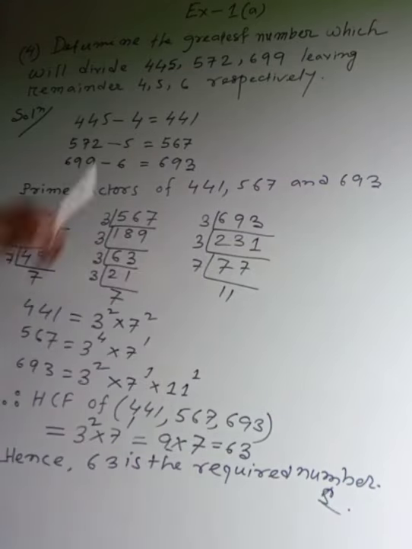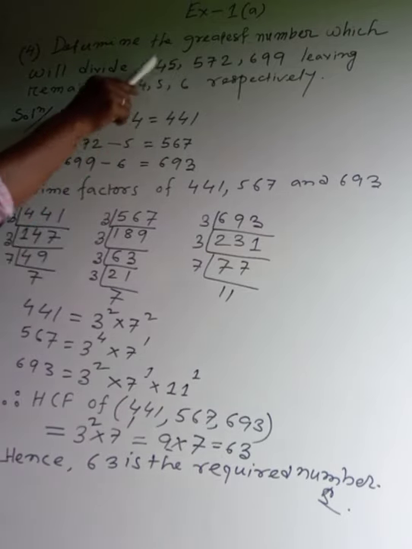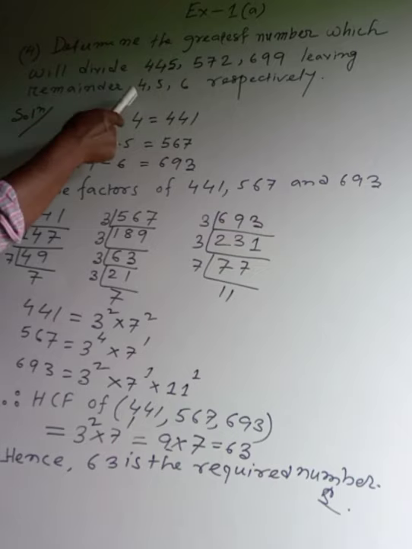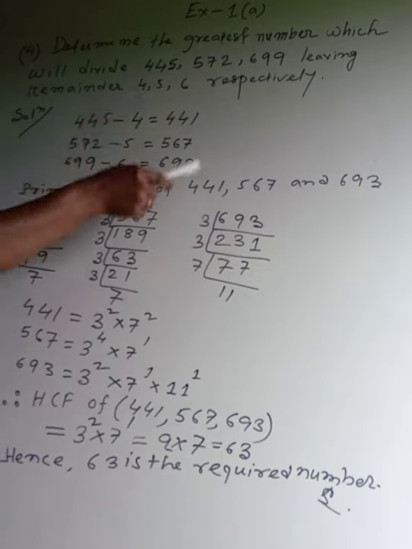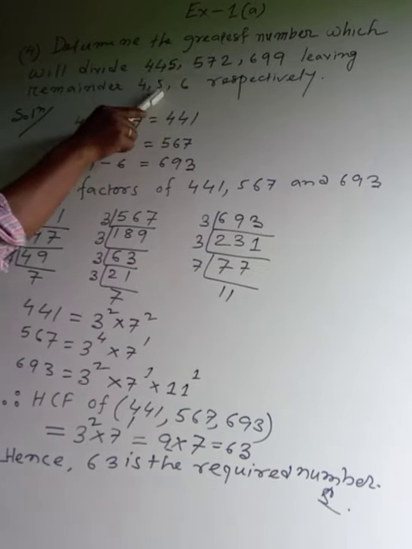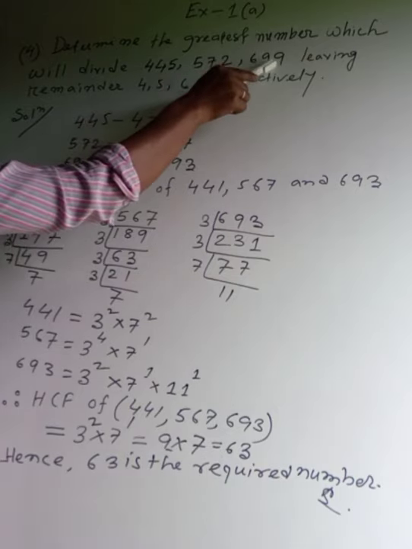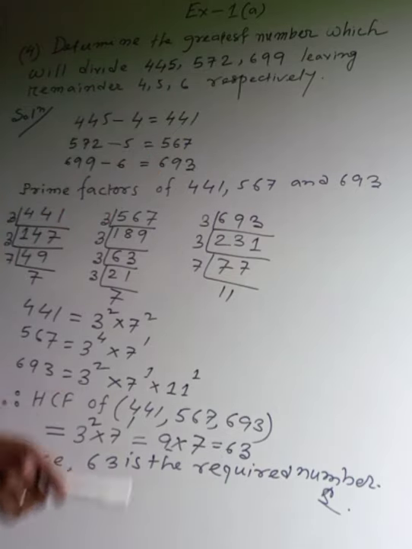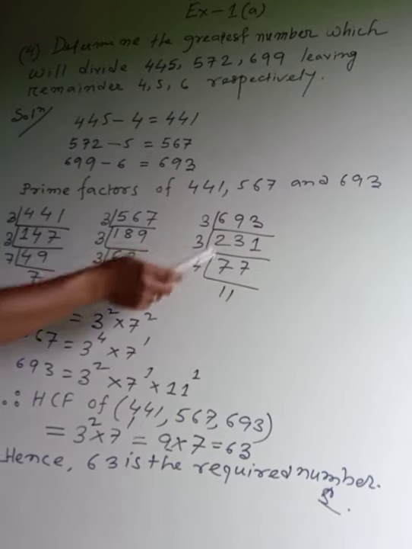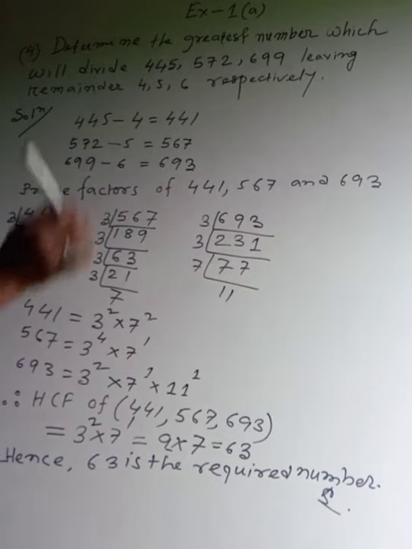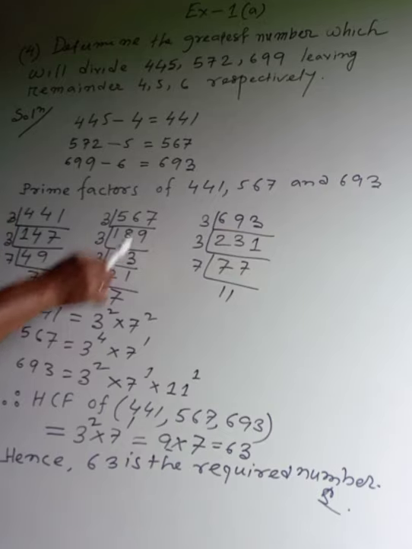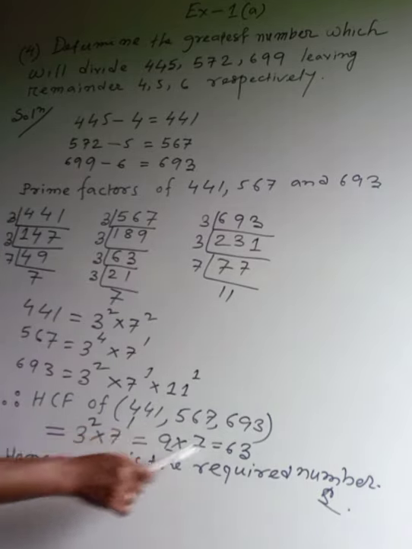First of all, since they have given the remainder, you have to subtract from the particular number only. For the first number, you have to subtract the first remainder. For the second number, you have to subtract the second remainder. For the third number, you have to subtract the third remainder. Then the results you will get are 441, 567 and 693. Then you have to take the HCF, very easy.